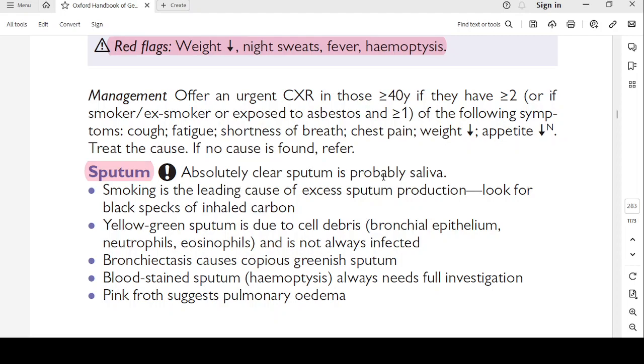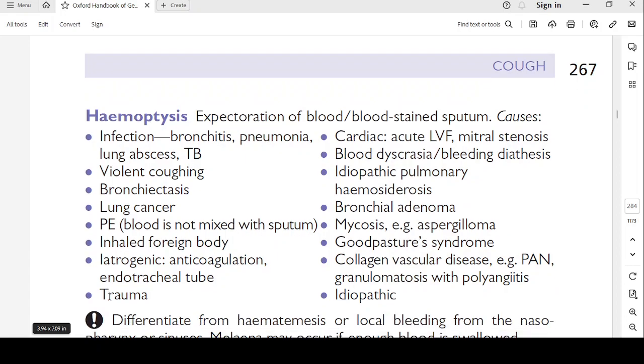Sputum. Absolutely clear sputum is probably saliva. Smoking is a leading cause of excess sputum production. Look for black specks of inhaled carbon. Yellow-green sputum is due to cell debris, bronchial epithelium, neutrophils, eosinophils, and is not always infected. Bronchiectasis causes copious greenish sputum. Blood-stained sputum or hemoptysis always needs a full investigation. Pink froth suggests a pulmonary edema.